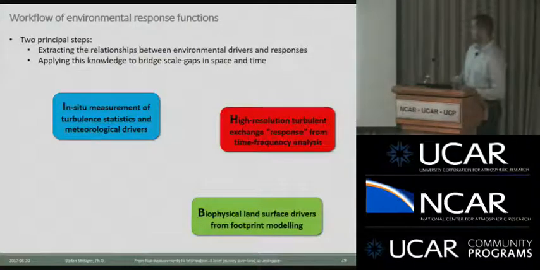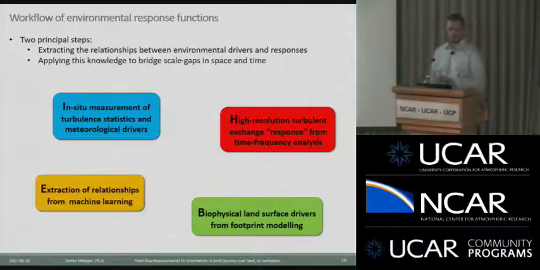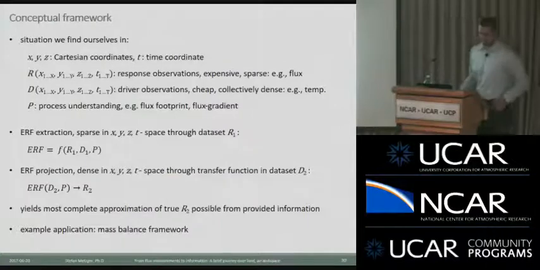Then we do our source area modeling. We identify biophysical land surface drivers from footprint modeling. And eventually we extract the relationships using deep learning. And all of these steps together is the extraction component of the environmental response function, which we can then apply in a projection mode to get to a formal transfer between, in this case, a Lagrangian and a Eulerian representation of an observation. Now, let's look at it formally.